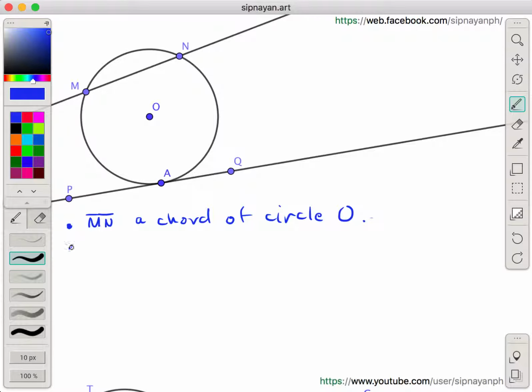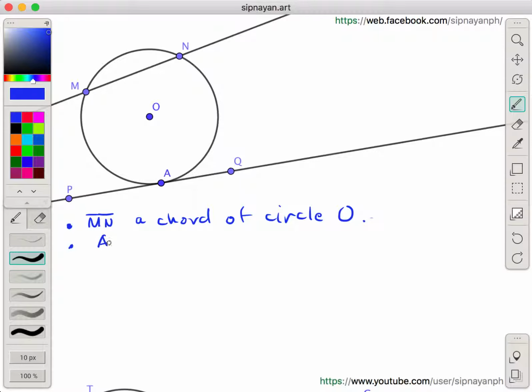Second, line MN contains the segment MN. By the way, they are similar, but when I'm talking about line MN, I'm talking about the entire line, not only the segment. So that line contains the chord. And we have a special name for that line. A line that contains a chord of the circle is a secant.